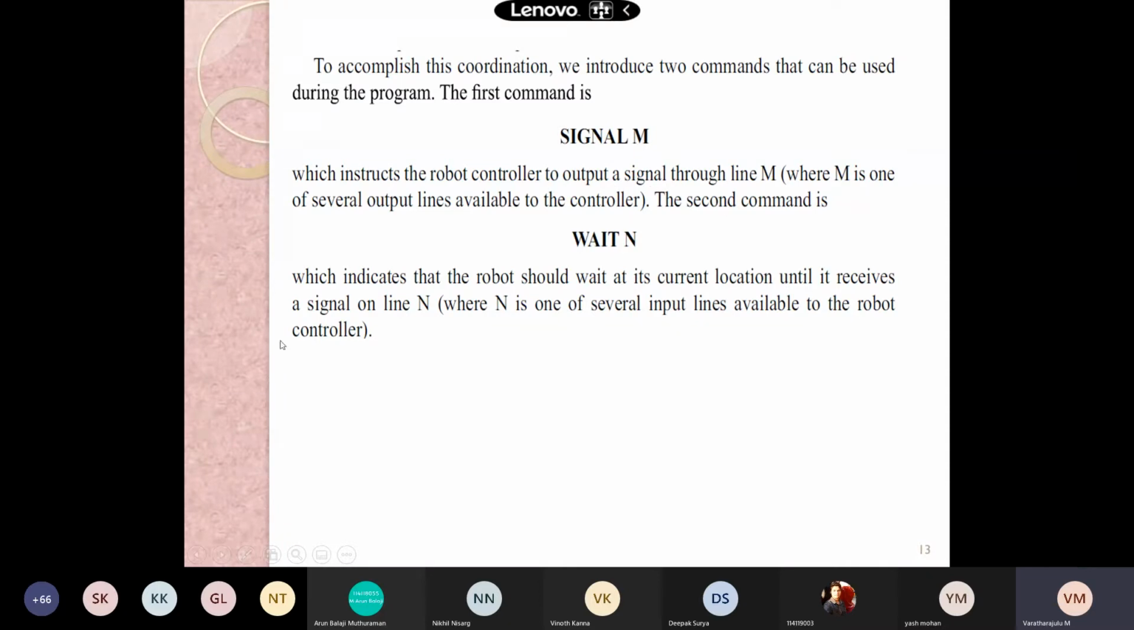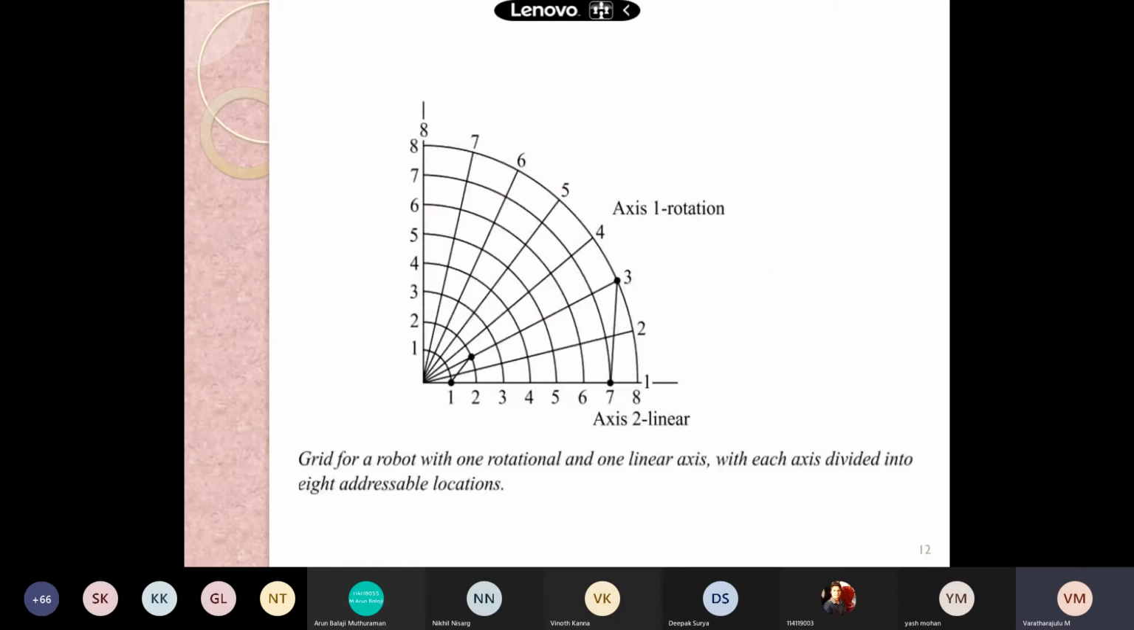And wait N indicates that the robot should wait at its current location until it receives a signal on line N, where N is one of the several input lines available to the robot controller. This is what we need to start: signal M and wait N.